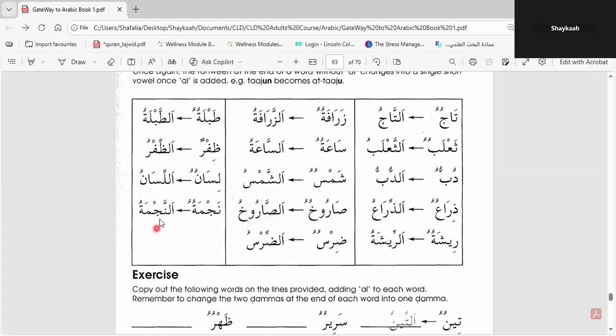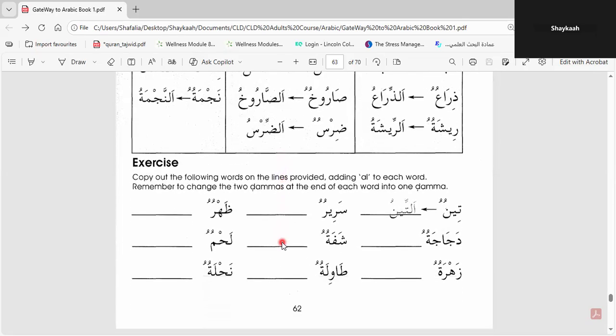نجمة, النجمة. ريشة, kasra with the ya before it, ريشة. الريشة, the kasra is indicated because it's below the shadda sign. Dirsun, dirsun, ad-dirsu. I'm not pronouncing the lam and I'm dropping one of the dhammas at the end.